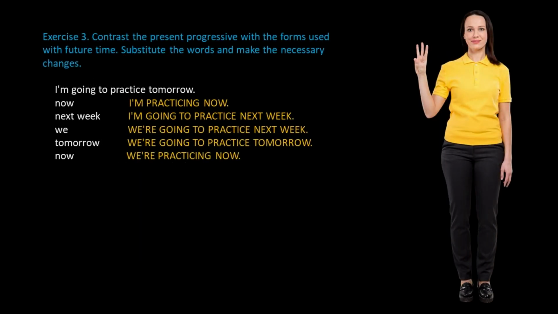Exercise 3. Contrast the present progressive with the forms used with future time. Substitute the words and make the necessary changes. For example, I'm going to practice tomorrow. Now. I'm practicing now. Next week. I'm going to practice next week. We're going to practice next week. Tomorrow. We're going to practice tomorrow. Now. We're practicing now.